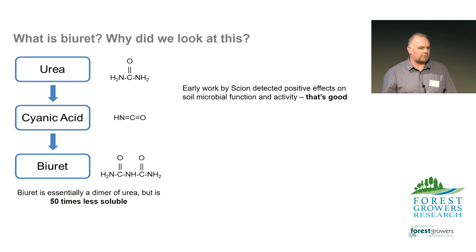Now, why did we play with Biuret, and what actually is it for starters? Well, Biuret is something you used to get when you make urea badly. It's essentially a dimer of urea, two molecules stuck together. It's got a lot of nitrogen in it, but it's about 50 times less soluble than urea. Now, early work done with Biuret by Simeon showed that it did have positive effects on microbial function and activity, and that's why we got really interested in it.